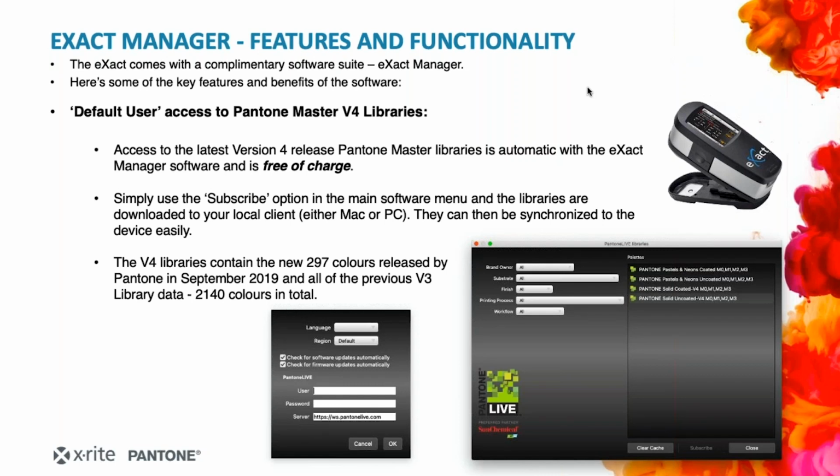Again, for those of you who have attended the previous webinars, you'll have heard me mention the latest Pantone libraries, what we call version 4 libraries. These are now complimentary and free of charge with the eXact Manager suite. All you need is an internet-enabled PC or Mac: download the software, choose a menu option, and you will find the latest cloud-based libraries downloaded and synchronized to your machine. You don't need any subscription for this. It's complimentary as part of the software.